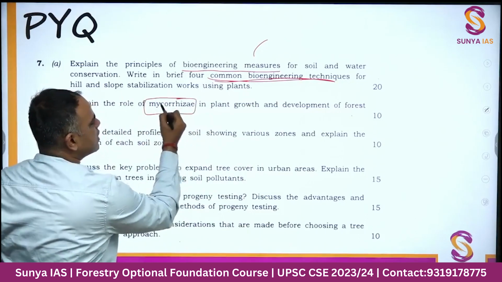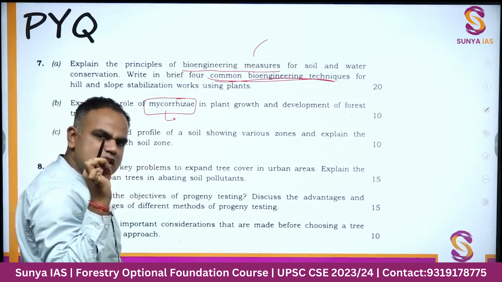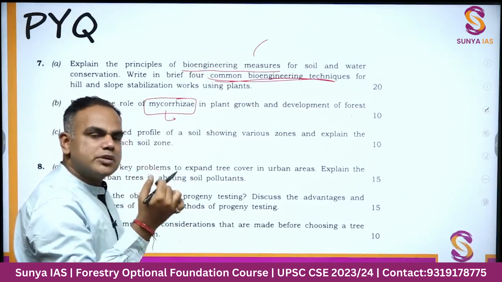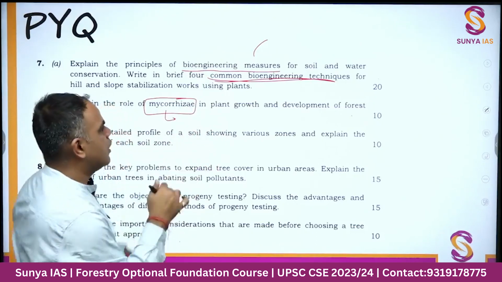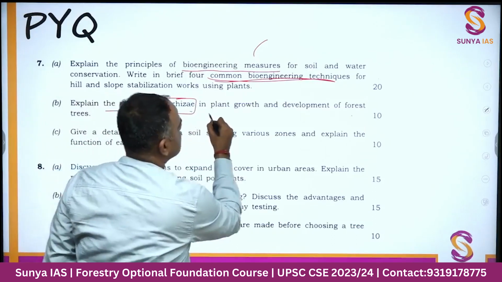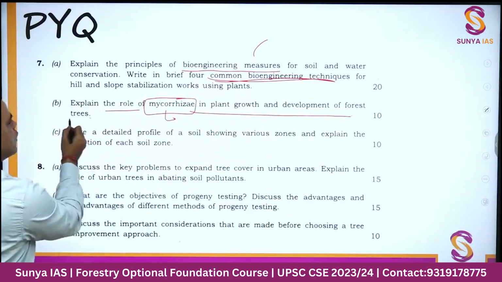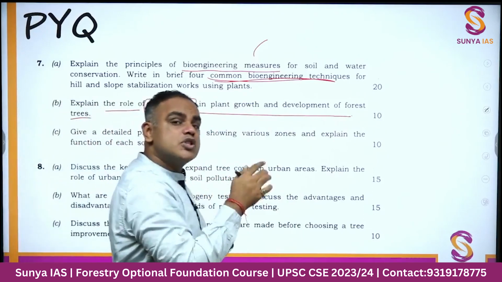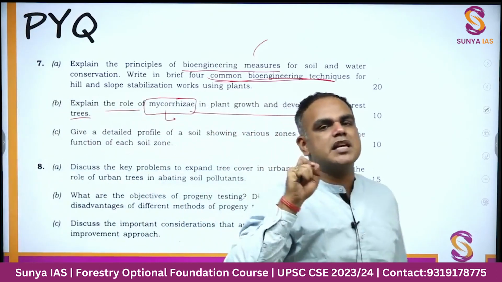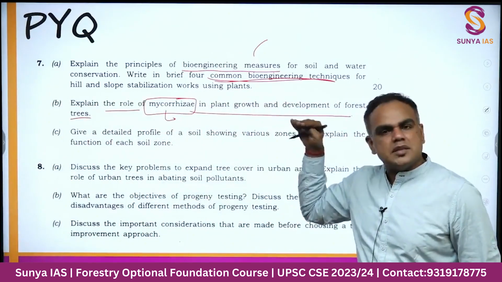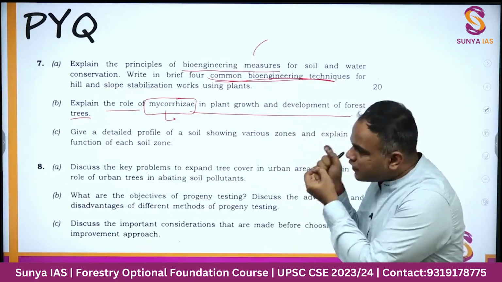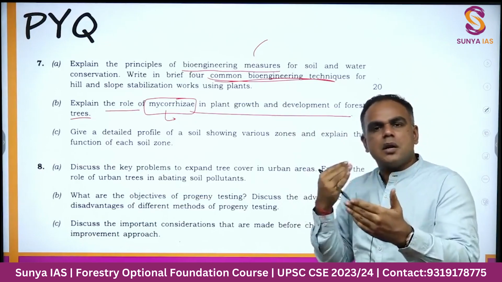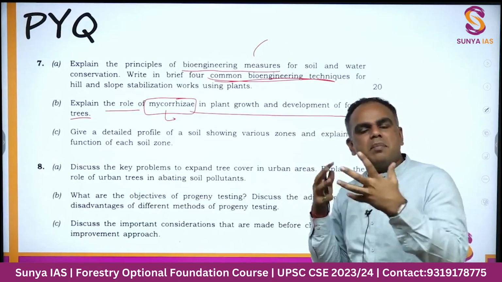What is mycorrhiza? For example, mycorrhiza you would know, just the very basics. It is a symbiotic association of fungus with the roots of higher plants. Now it's a 10 marker on the role of mycorrhiza in plant growth and development of trees. And these are the questions wherein you have to draw diagrams as well. So whenever we do these relevant portions, I'll also show you diagrams, what you can draw, how you can differentiate your answers, okay? So the lectures are planned in such a manner.